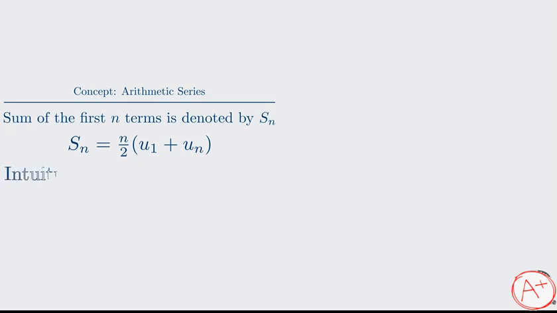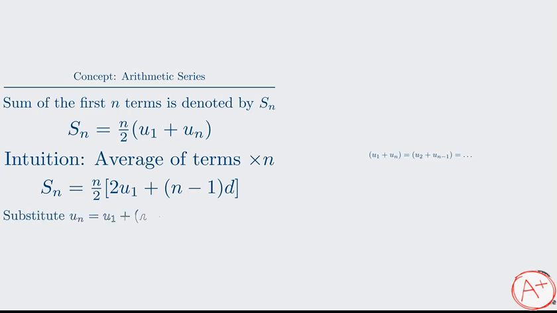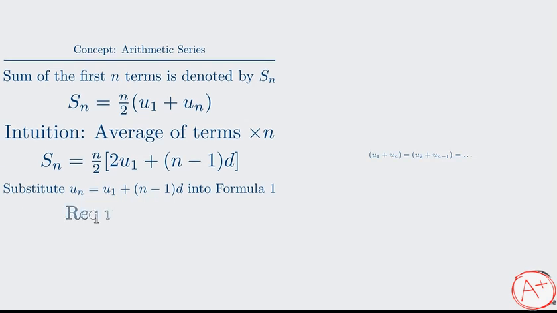This works because the average of the first and last terms multiplied by the number of terms gives the total sum. Imagine pairing the first and last terms, the second and second to last, and so on. Each pair has the same sum. The second formula is S_n equals n over 2 times the quantity 2u_1 plus n minus 1 times d. This is used when the last term is unknown. You might notice this is just the first formula with the nth term expression substituted in for u_n. It allows you to find the sum using only the first term, the common difference, and the number of terms.